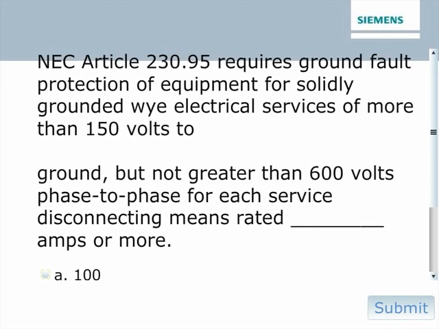Question 11. NEC Article 230.95 requires ground fault protection of equipment for solidly grounded Y electrical services of more than 150 volts to ground, but not greater than 600 volts phase to phase, for each service disconnecting means rated blank amps or more. Is it A, 100, B, 1000, C, 10,000, or D, 100,000?